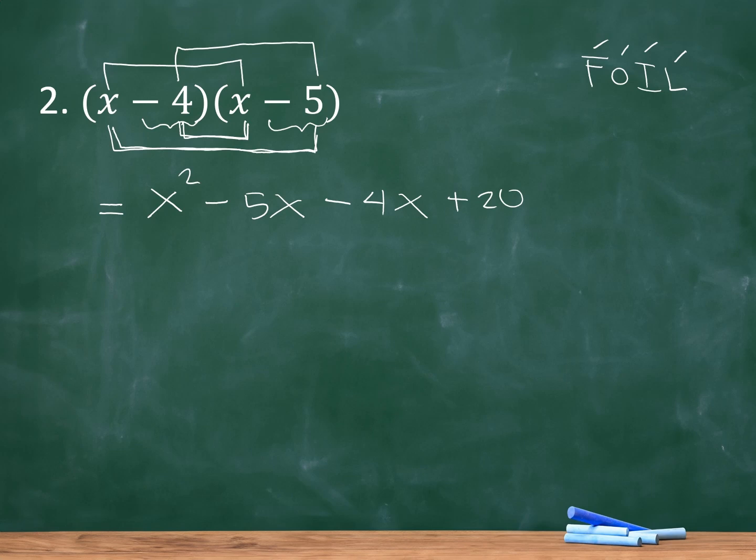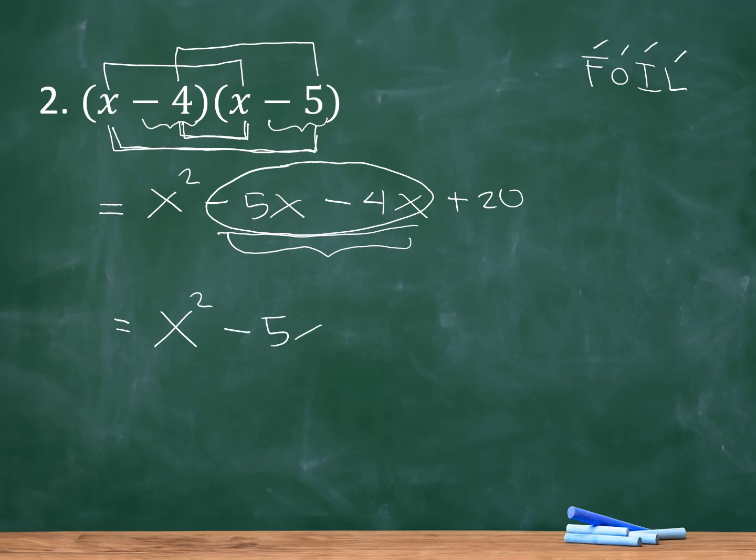So next thing we're going to do is we will combine like terms. In this case, it's going to be negative 5x minus 4x. So what are we going to do? First, we will copy x squared. Now, look at this. We have negative 5x minus 4x. Remember that subtracting a monomial is just the same as adding its opposite. So, negative 5x minus 4x can also be written as negative 5x plus the opposite of 4x will be negative 4x. And you put it in a parenthesis. Then just copy plus 20.